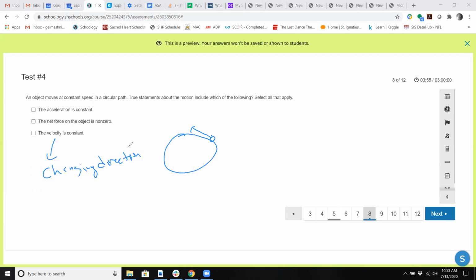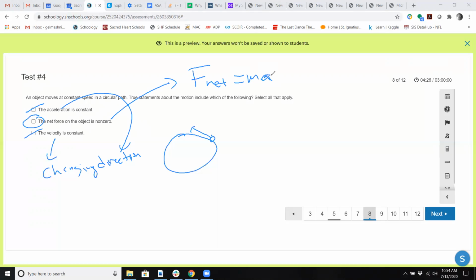So velocity will not be constant here. And also the acceleration is not constant because, again, you're changing direction, and if the direction is changing, so is acceleration. But that is true. The net force is non-zero, because remember, net force is mass times acceleration. And you do have acceleration happening here. So that was the only choice that worked, was that one. So it was a little tricky.